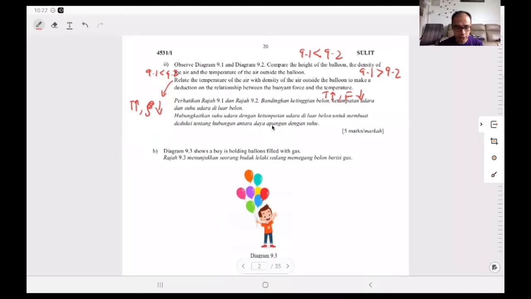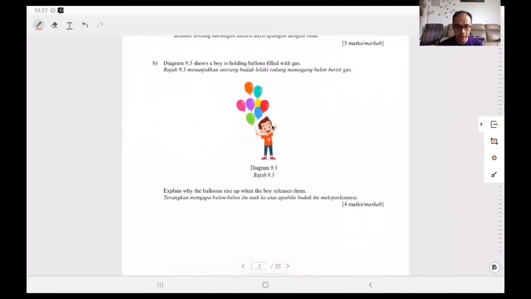Diagram 9.3 shows a boy holding balloons filled with gas. Explain why the balloons rise up when the boy releases them. This is probably helium gas. So the first thing you have to talk about is the density of the gas is smaller than the density of air. If we were in a normal class, usually I would read this very slowly. But because this is a recording, you can watch it again if you want. You can watch the section that you missed out.